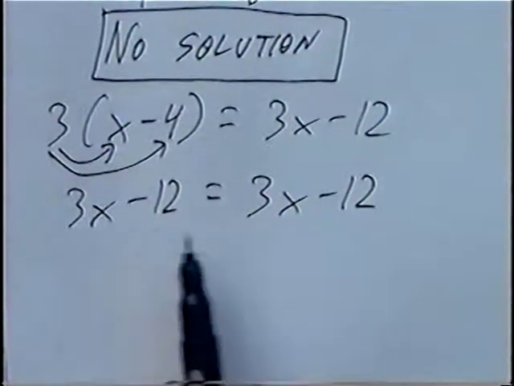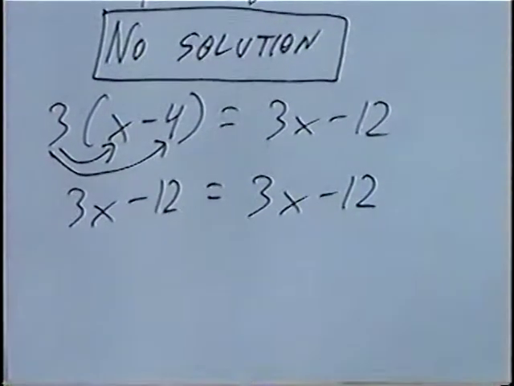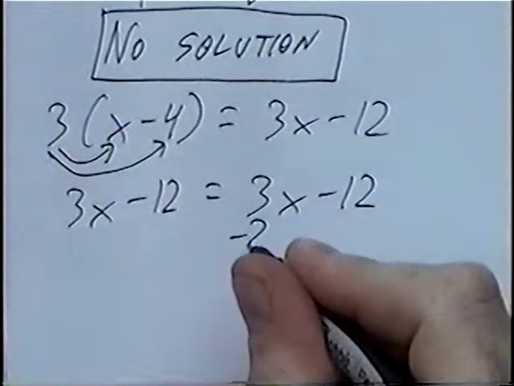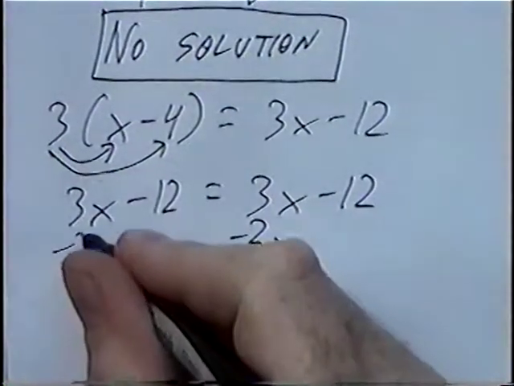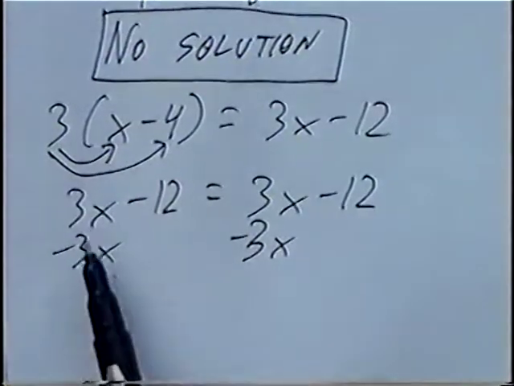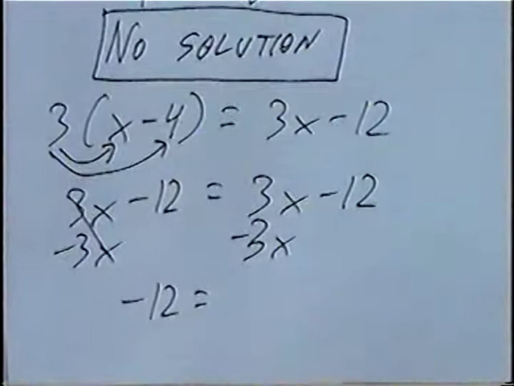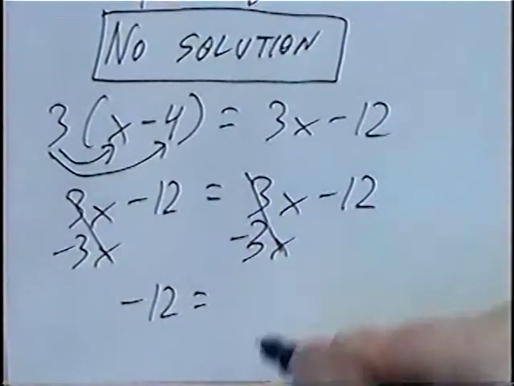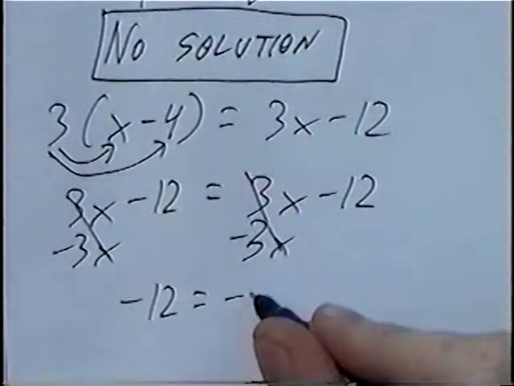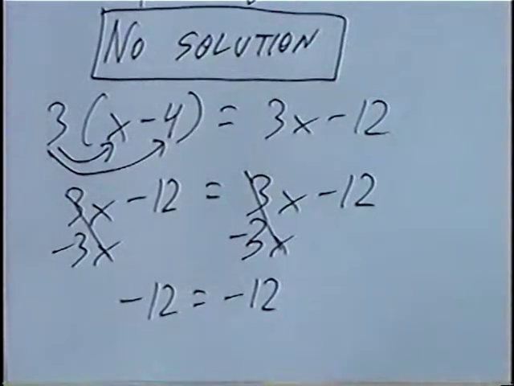If you look at both sides of the equation, they're both exactly the same. If you continue to solve, you can subtract 3x on both sides. 3x minus 3x would cancel. Negative 12. 3x minus 3x also cancels, and negative 12 comes down.